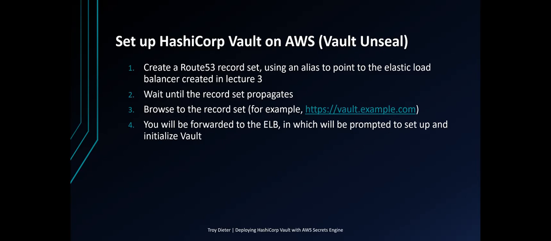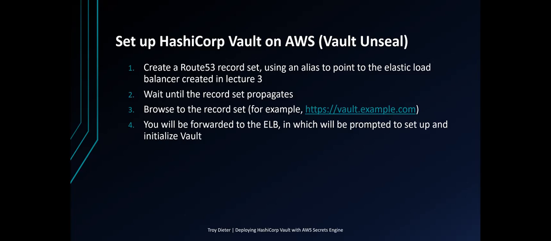Next, you want to create a Route 53 record set using an alias to point to the elastic load balancer created in Lecture 3. For example, vault.troydieter.com, which would include an alias record to point to my elastic load balancer. That elastic load balancer would then reference the target group in your autoscaling group. Wait until the record set propagates, then browse to the record set. For example, https://vault.troydieter.com. You will be forwarded to the ELB, in which you'll be prompted to set up and initialize the vault.